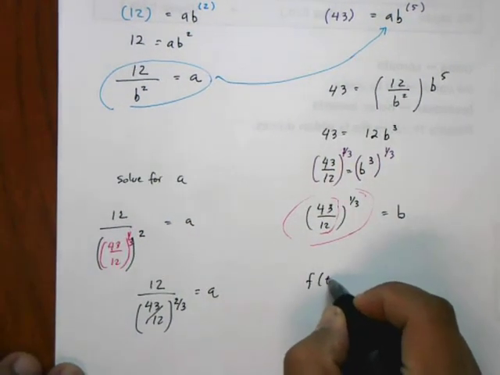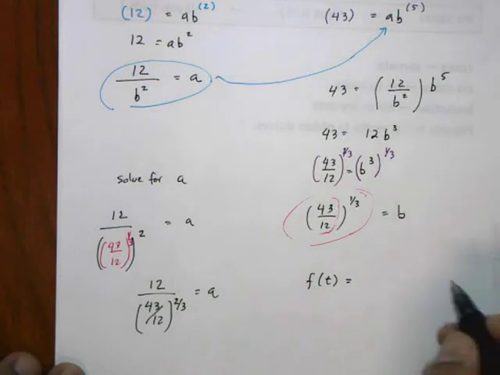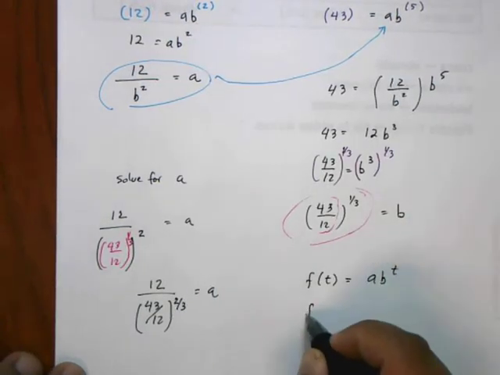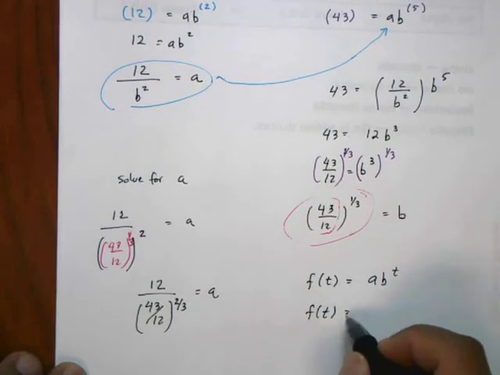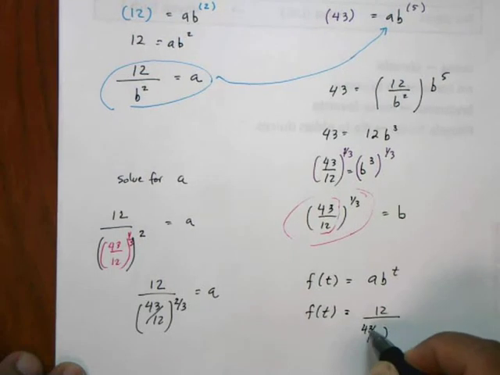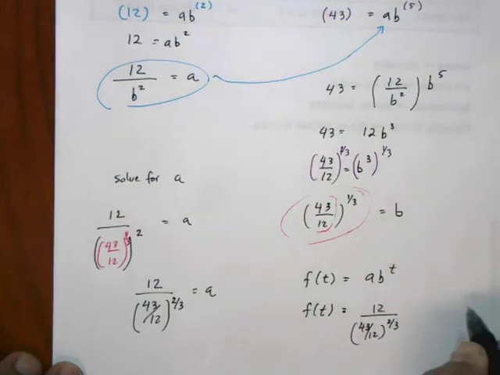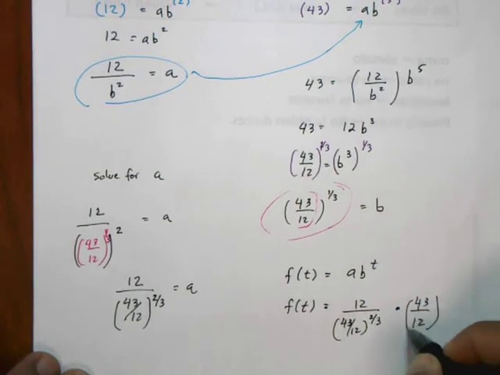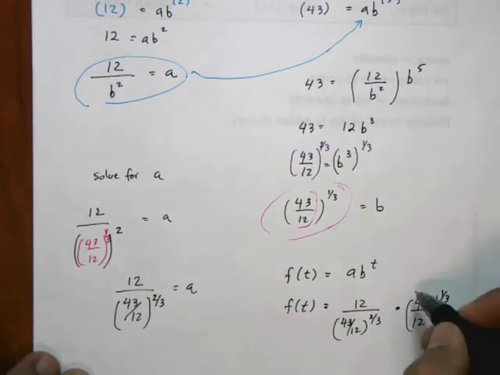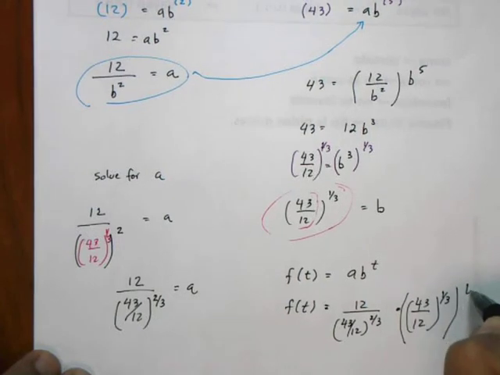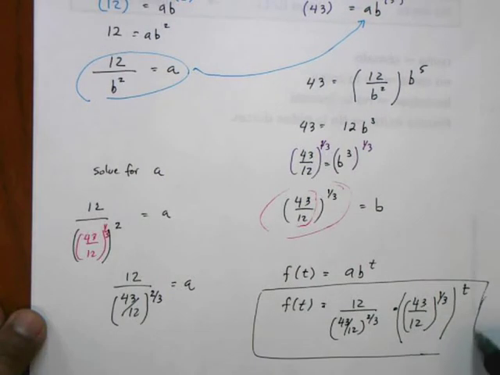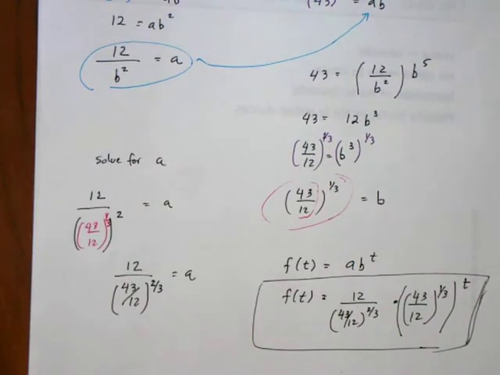So I know my final equation is f of t equals ab to the t, but I know that a is equal to this massive number, 12 over (43 over 12) to the 2/3, times b, which is (43 over 12) to the 1/3, that whole thing raised to the t power. Okay, so this is not the final answer, but certainly a major point in getting the solution.